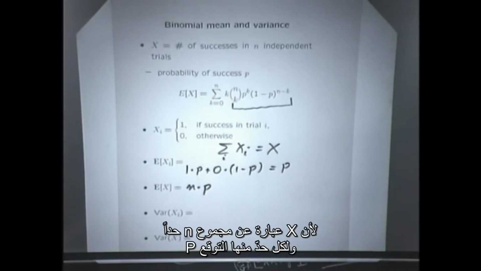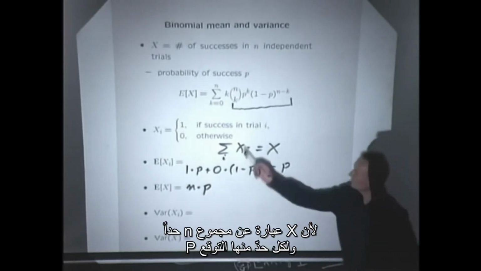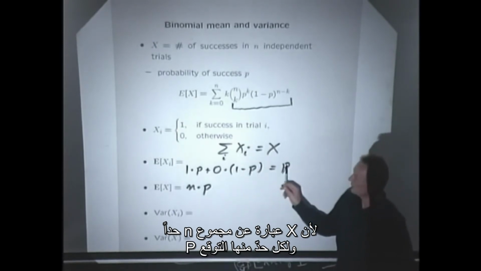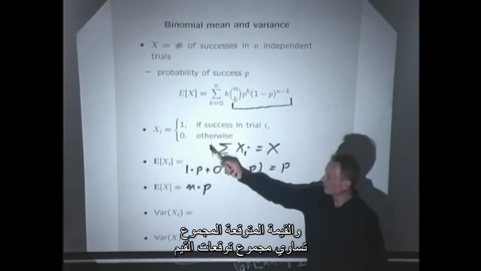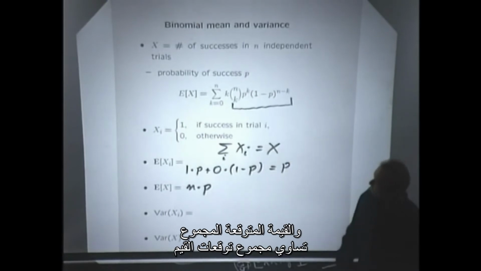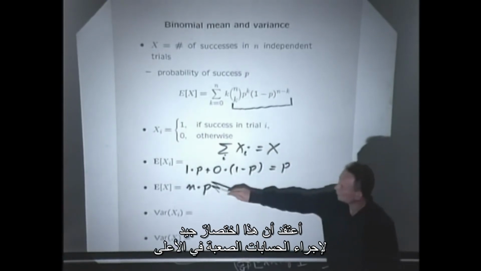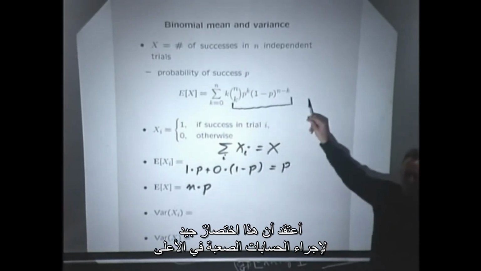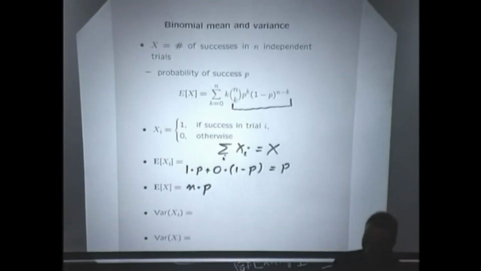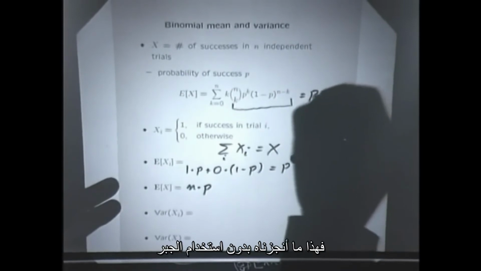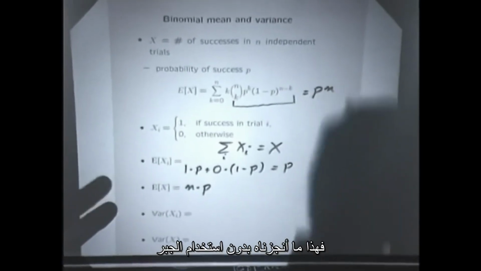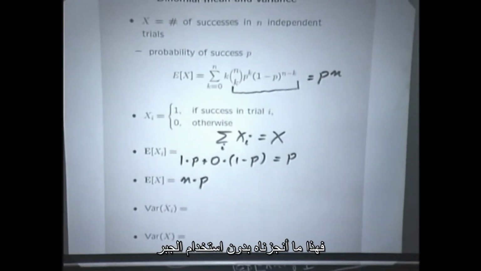Because x is the sum of n terms, each one of which has expectation p, the expected value of the sum is the sum of the expected values. So I guess that's a pretty good shortcut for doing this horrendous calculation up there. In case you didn't realize it, that's what we just established without doing any algebra.